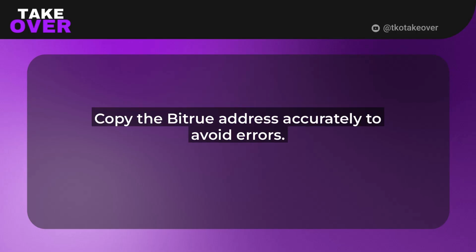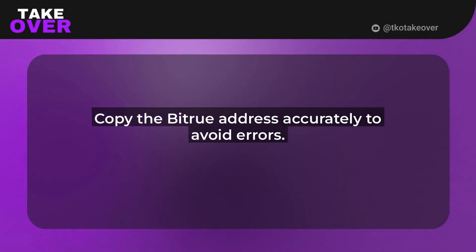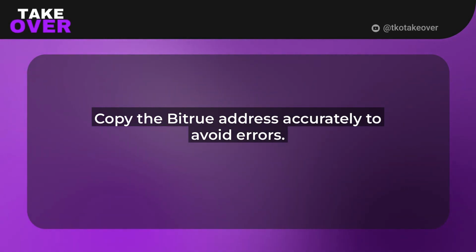Now, back on Kucoin, navigate to the Withdrawal section for Dogecoin. Paste the Bitrue address into the To Address field. Enter the amount of Dogecoin you want to send, and don't forget to check the network. It should be Dogecoin's native network to avoid any issues.